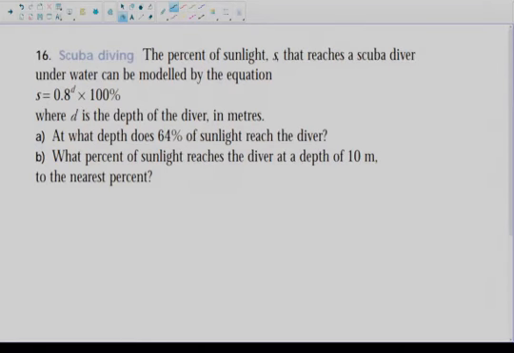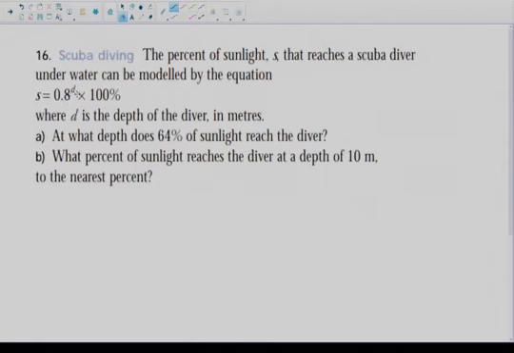So here's another, a completely different topic, all right? So this is not medicine or half-life even. So the percent of sunlight, S, that reaches a scuba diver underwater can be modeled by this equation. Now, I'm expecting that whoever wrote this textbook did some research and that this is the actual equation for how sunlight slowly disappears as you lower into the depths of water, okay?